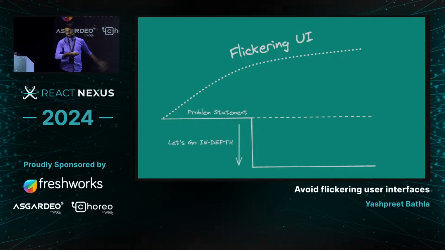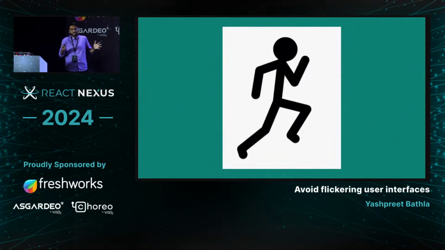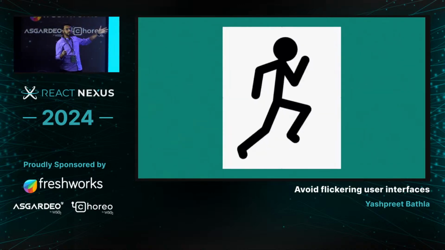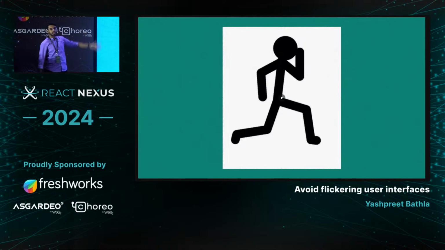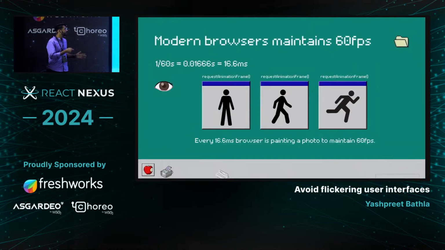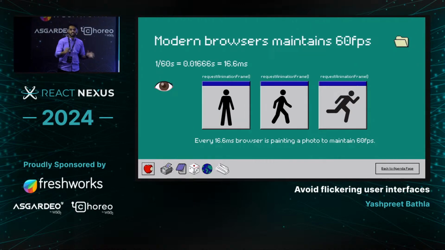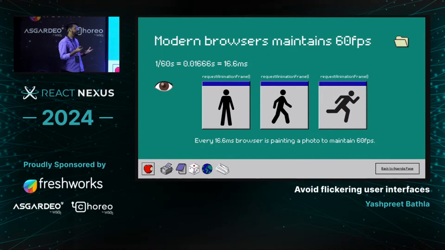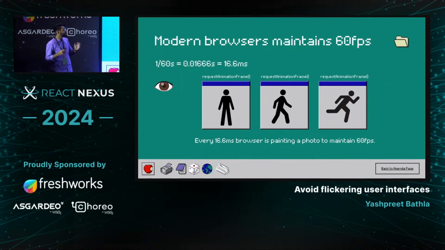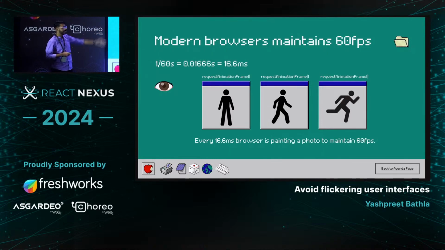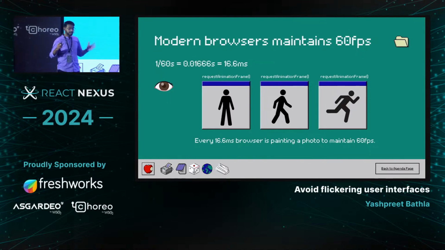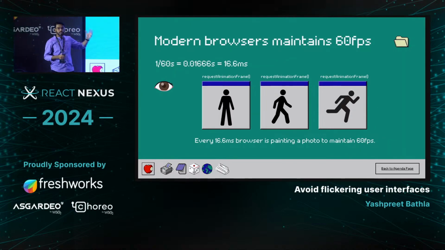Let's go in depth and understand how the browser actually works. If you see this kind of video on the browser, mostly browsers maintain 60 FPS in general. It tries to maintain that, although it fails to maintain it almost every time. But mostly it tries to maintain 60 FPS. What does 60 FPS mean? The basic meaning is that it is painting 60 frames per second on the screen so that you can see 60 frames per second motion.